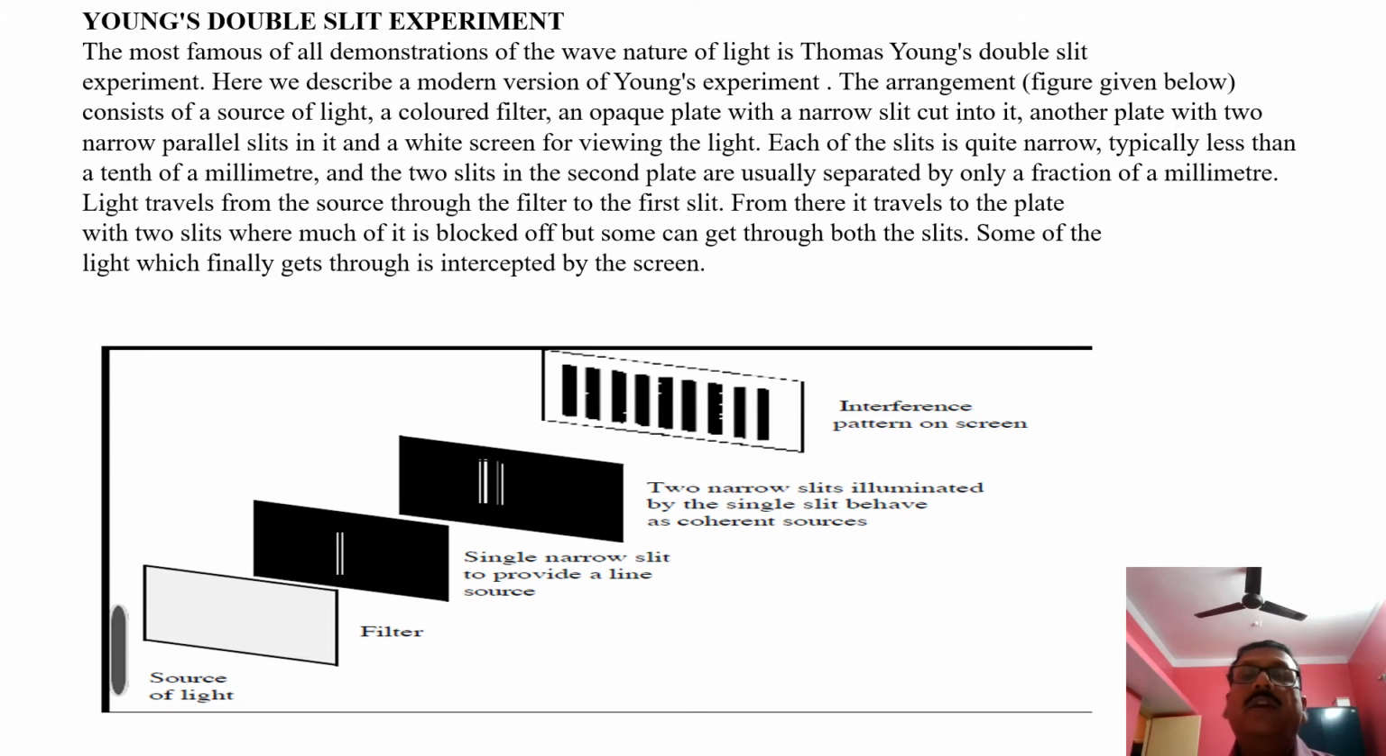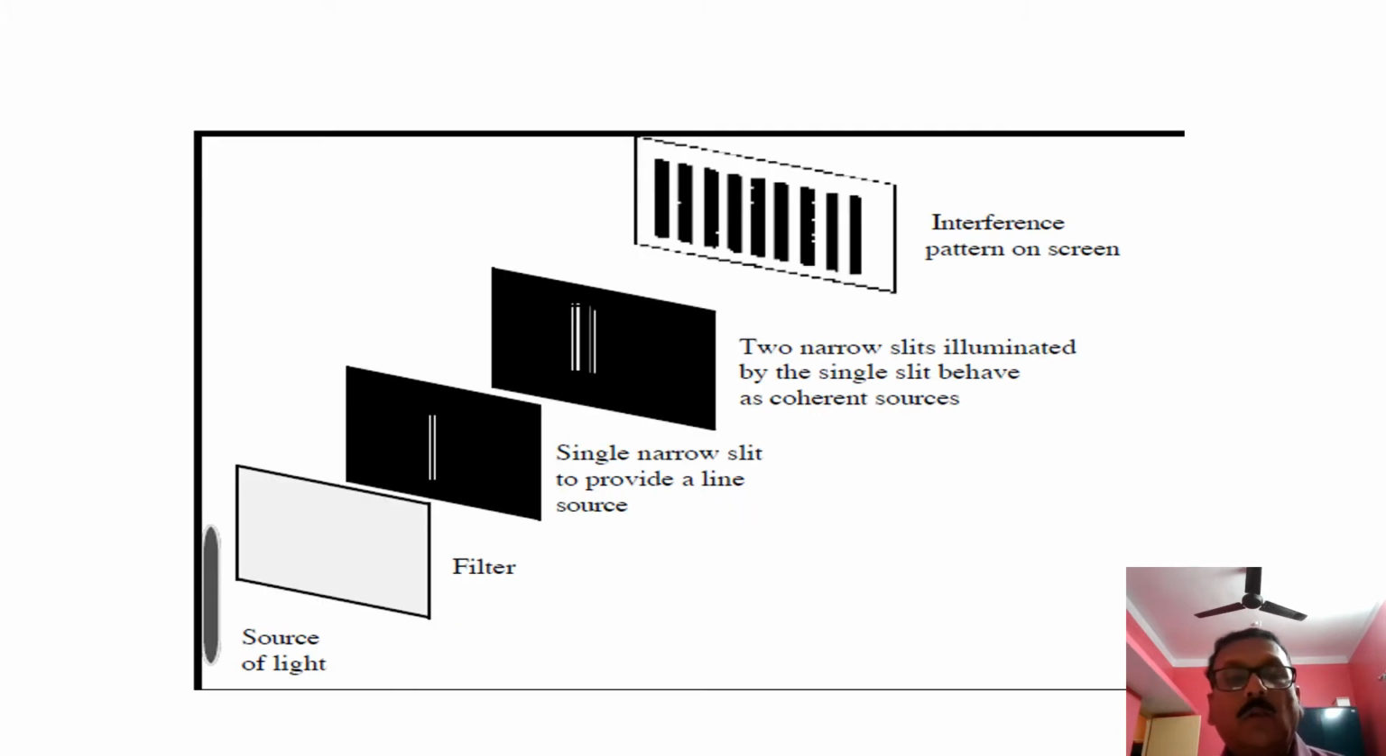Each of the slits is quite narrow, typically less than a tenth of a millimeter, and the two slits in the second plate are usually separated by only a fraction of a millimeter. Light travels from the source through the filter to the first slit, from where it travels to the plate with two slits, where much of it is blocked off, but some can get through both the slits. Some of the light which finally gets through is intercepted by the screen. This is the elaborated figure.